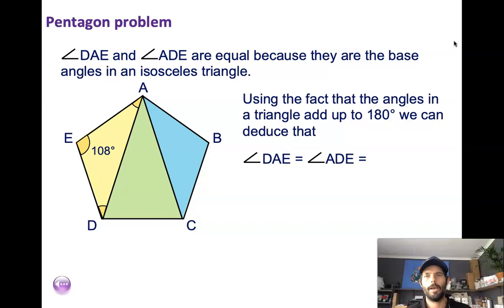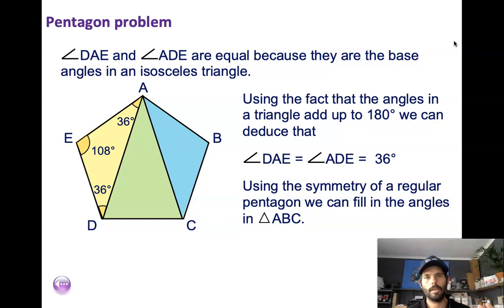Okay, and we should know that we can label those angles as DAE and ADE for the bottom one, and that they are going to be 36 degrees, because 180 minus 108 is going to give me 72, and then I need to split 72 in half because it's an isosceles triangle and those base angles are equal. So if those are 36 degrees, then that's going to be the same for the blue triangle, because those two triangles are going to be exactly the same.